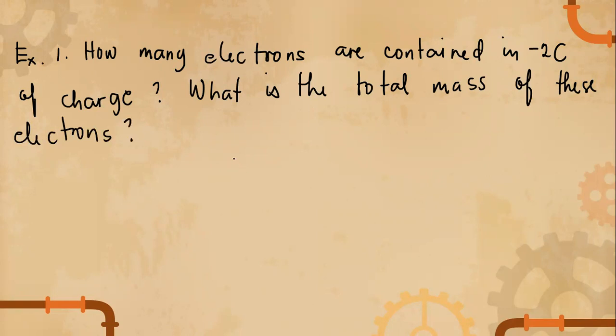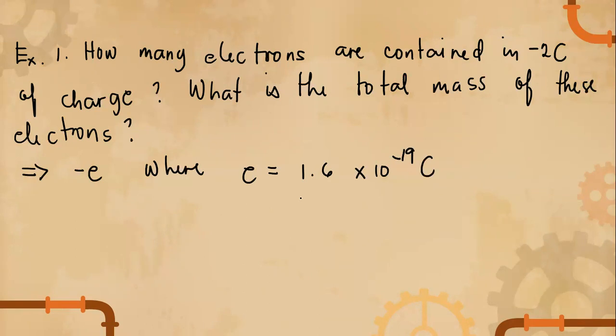Okay, the electron charge is negative E. Remember that the electron has a charge of negative E, where E is equal to 1.6 times 10 to the negative 19 Coulomb. Therefore, in negative 2 Coulomb of charge, there are N, which is equal to 2 over 1.6 times 10 to the negative 19.